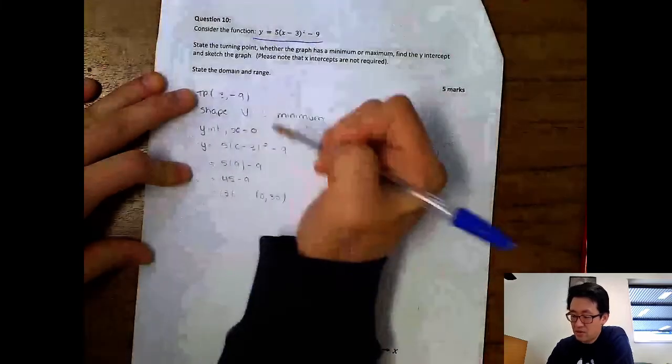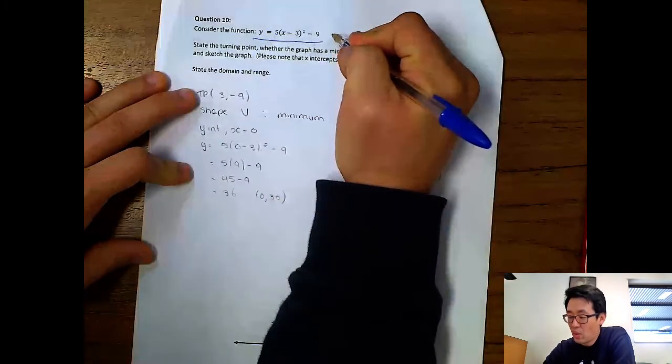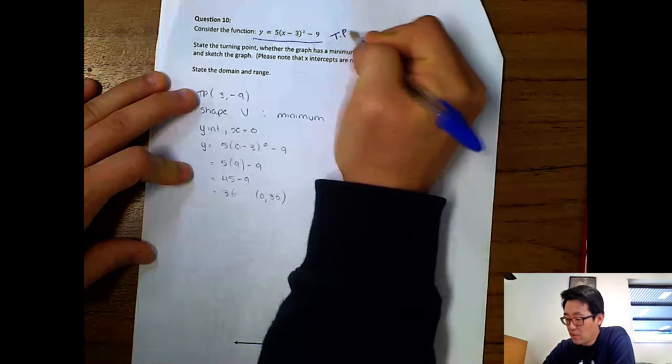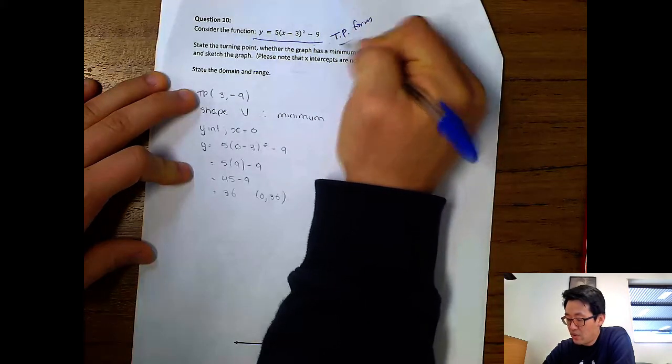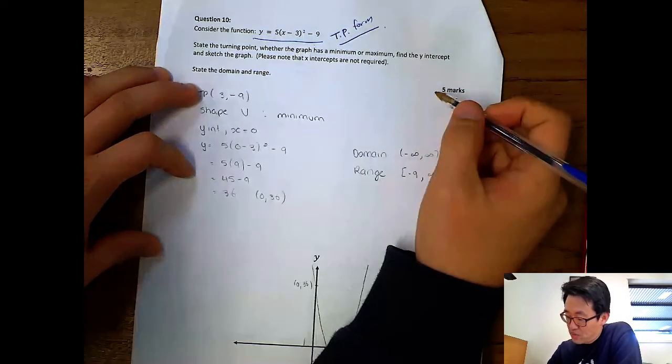Question 10. Function here. Okay, this is what? Completing the square form or turning point form, power form, all the same thing. Okay, it's a turning point form. We can use the turning point.